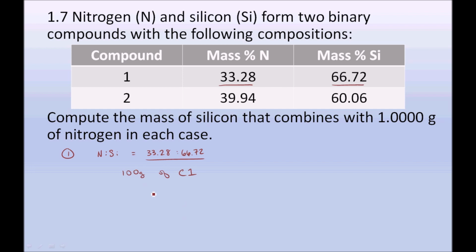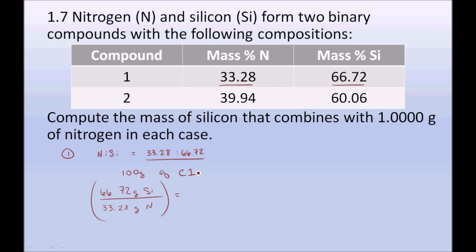Whether we have 100 grams of compound 1 or 5 grams of compound 1, the mass ratio between silicon and nitrogen will be consistent no matter how much we have. So let's make a proportion because we know the mass ratio is consistent. So 66.72 grams of silicon over 33.28 grams of nitrogen.